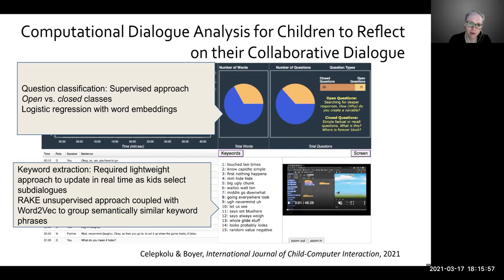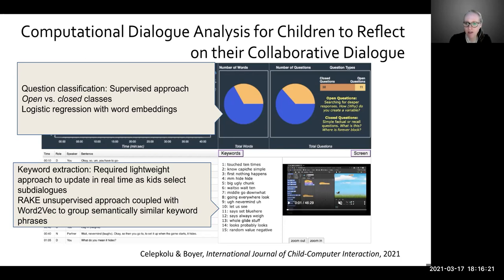And then we measured whether the kids who had been less engaged or less talkative during their first collaboration together, after interacting with this visualization tool, did they potentially become more talkative in the second interaction with the same partner? And indeed they did. So they talked significantly more, and they asked significantly more questions after seeing the visualizations.